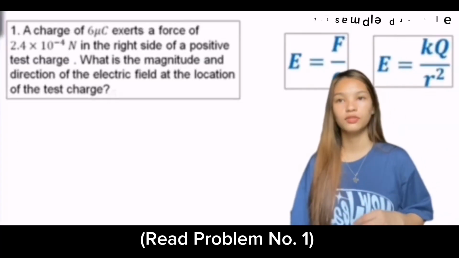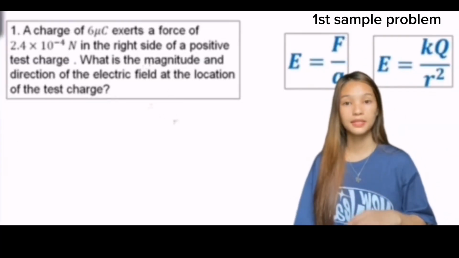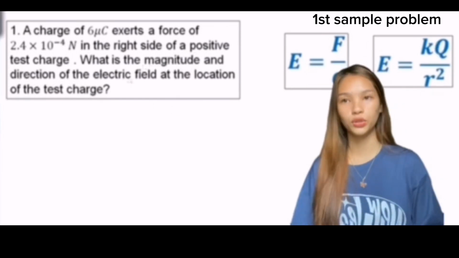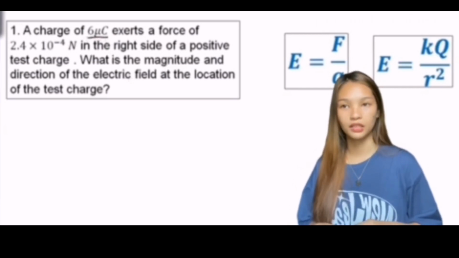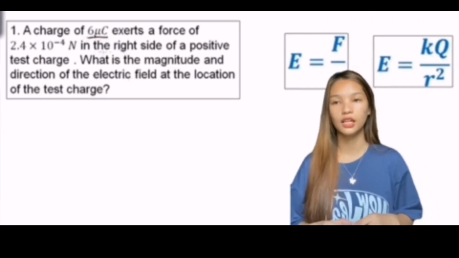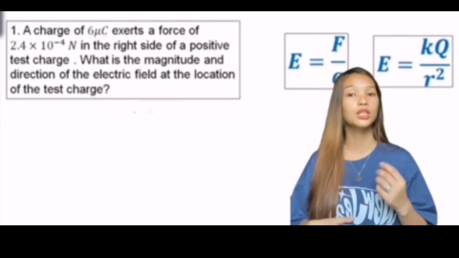Coulomb exerts a force of 2.4 times 10 raised to negative 4 newton on the right side of the positive test charge. What is the magnitude and direction of the electric field at the location of the test charge?